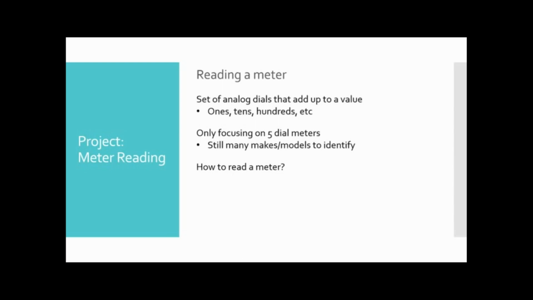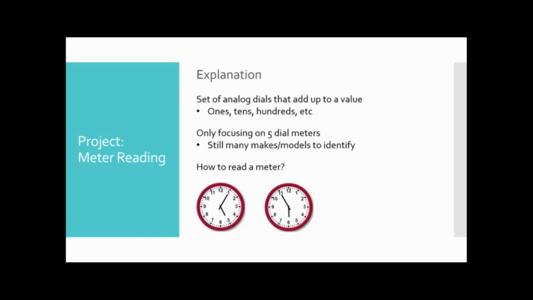So how to read a meter, right? If we look at our two clocks here, our immediate instinct is to say the left one points at 5 and the right one points at 6. The problem is we're actually missing some context. The hour hand means 5 in both, but in one scenario we're at 5:05, and in the other we're at 5:55. So that's one of the things that makes it complicated.